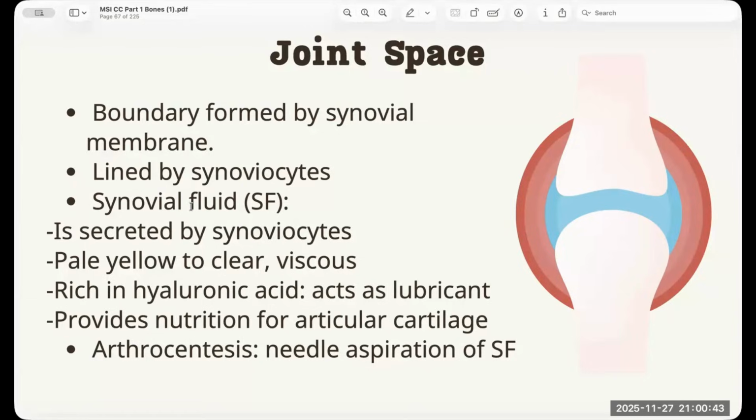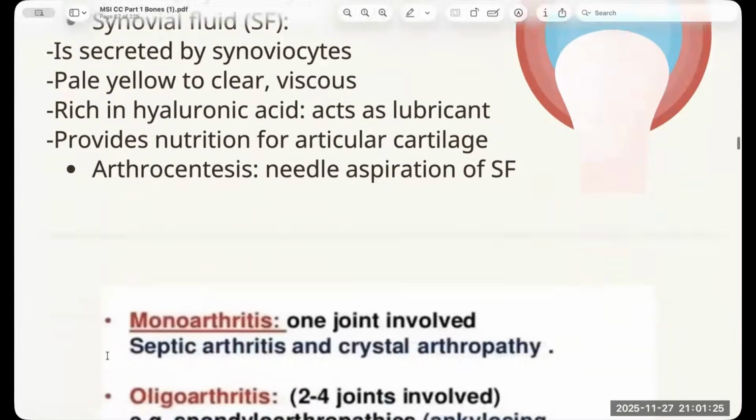So it's just how it looks normally before we go into diseases and how it would look with a disease. It's created by synoviocytes, which are in the synovial membrane, and it's normally pale yellow to clear and viscous. It's rich in hyaluronic acid, which is perfect because we need that to act as a lubricant, so it's easier to move basically, and it provides nutrition for the articular cartilage. Now, arthrocentesis is the process of aspiration of the synovial fluid to diagnose a joint disease.